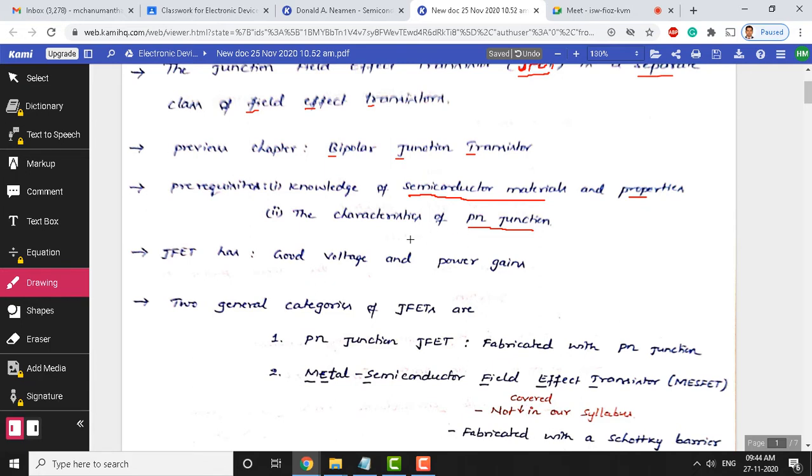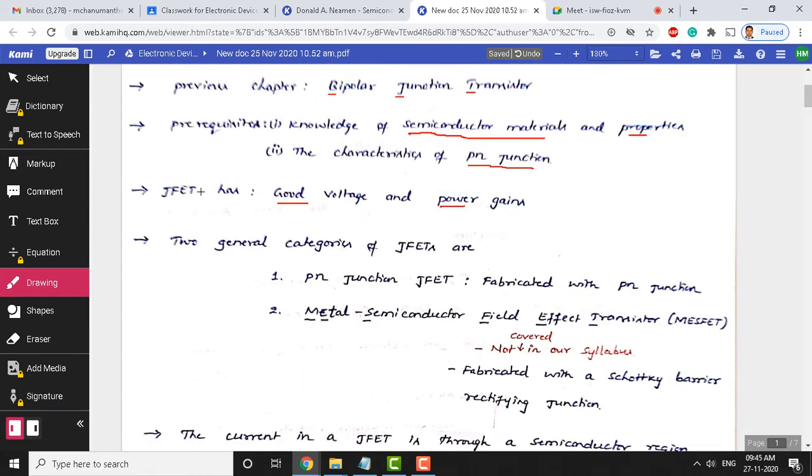Having the knowledge of semiconductor materials and their properties, and also the PN junction theory, you can easily understand the field effect transistor. And one good thing about the junction field effect transistor is that it has very good voltage gain and power gain, which is required for most applications like amplifiers and switching operations. We need a good voltage gain as well as a good power gain, which we can easily obtain through a device such as the junction field effect transistor.